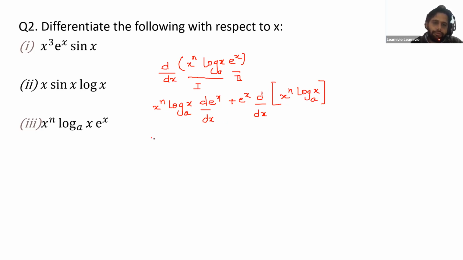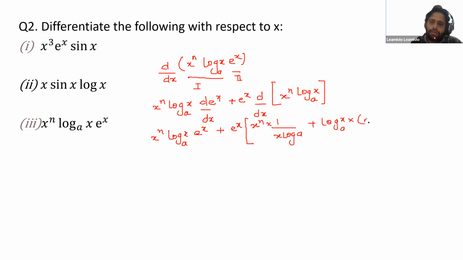Okay, now this remains as it is, x to the power n log x to the base a, and here we will get the exponential function, plus this remains as it is, and we will differentiate this. x to the power n remains as it is, and the derivative of this is 1 by x log a, plus log x remains as it is to the base a. We will differentiate this, you will get nx to the power n minus 1.